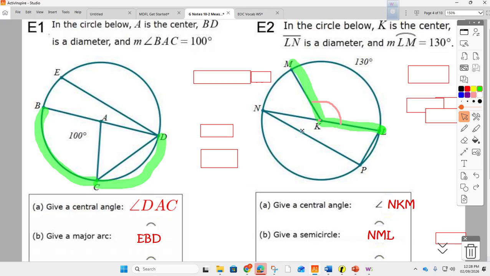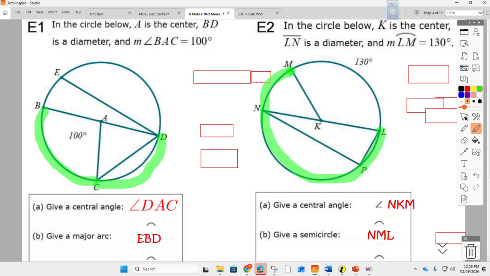So we're starting here. Let's get some of this off. LP all the way around to M. How can we tell what the measure of that arc is? Devanshi? 360 minus 130. Perfect.